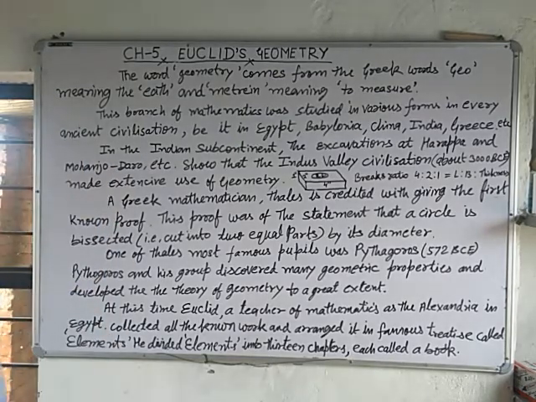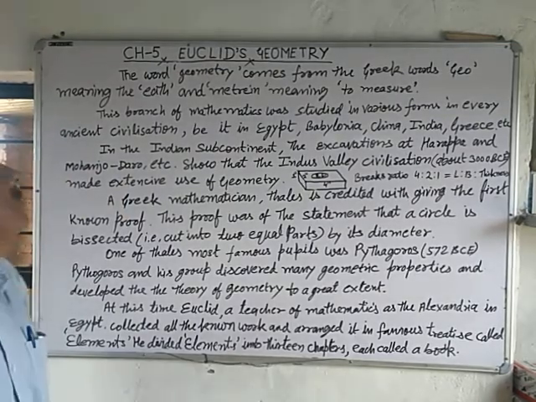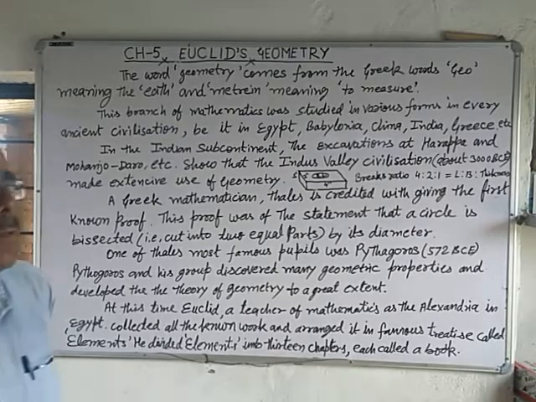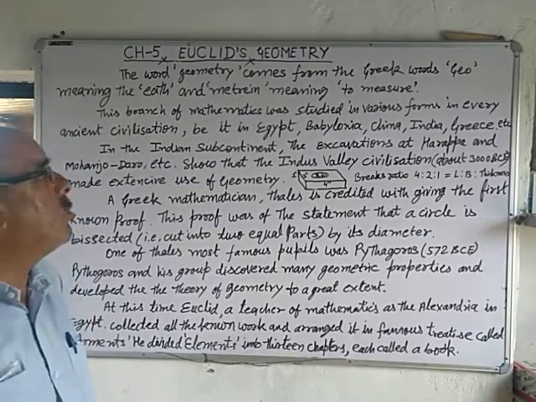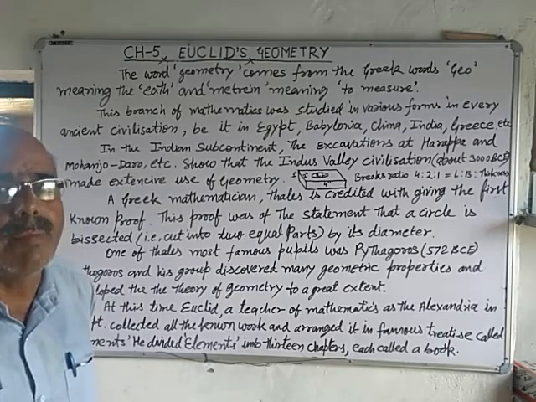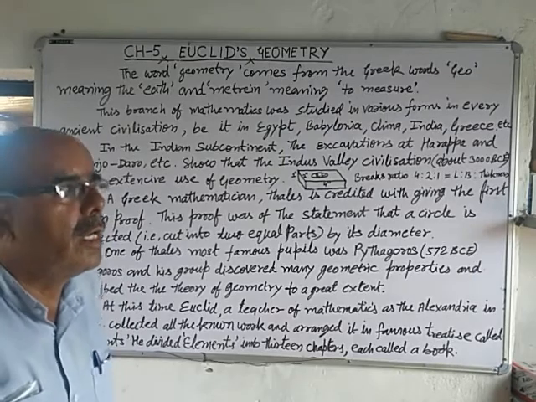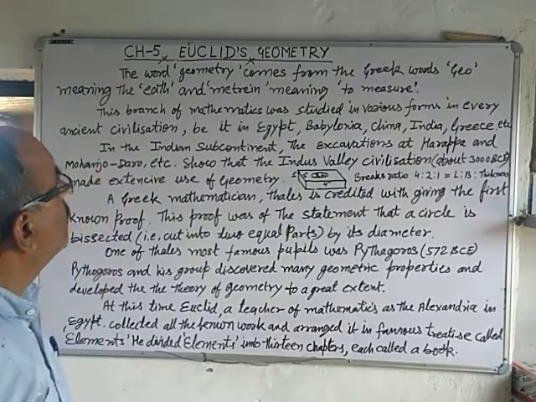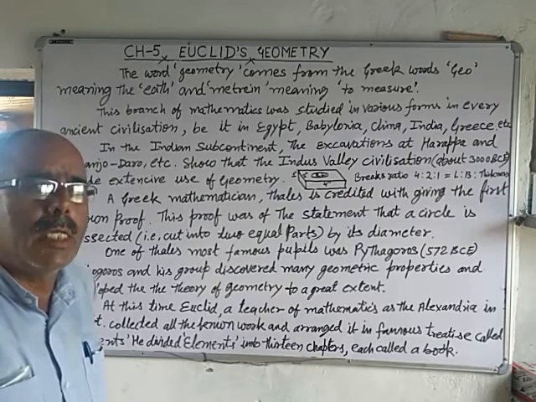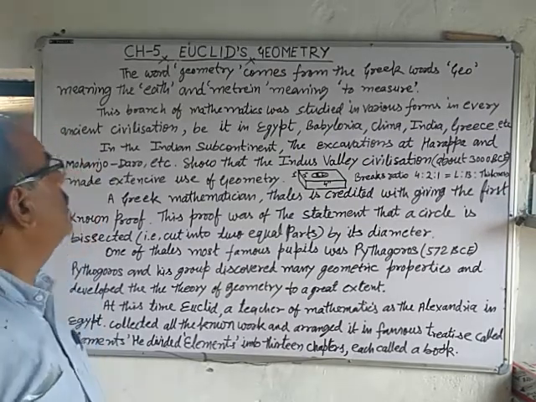Hello students, chapter number 5, Euclid's geometry. You have studied geometry many times, like quadrilaterals, triangles and many more. Euclid's geometry is the specific geometry for our mathematics.